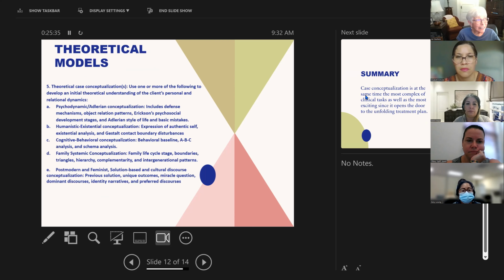Spiff, would you read these? Number 5 is theoretical case conceptualization. Use one or more of the following to develop an initial theoretical understanding of the client's personal and relational dynamics. A, psychodynamic Adlerian conceptualization includes defense mechanisms, object relation patterns, Erikson's psychosocial developmental stages, and Adlerian style of life and basic mistakes.